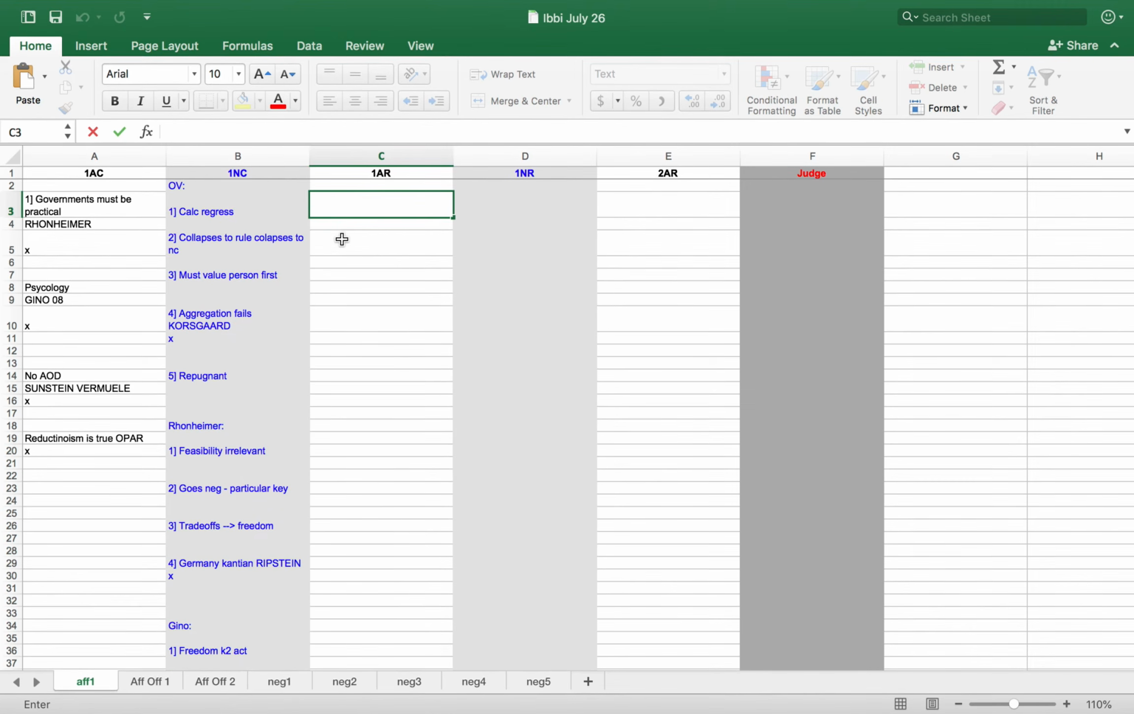To like extend the framework as well, like the AC framework? Yeah, so in this drill, what you'll be doing is you'll be extending the AF framework, answering some of the 1 and C arguments against it, and then answering the neg framework.